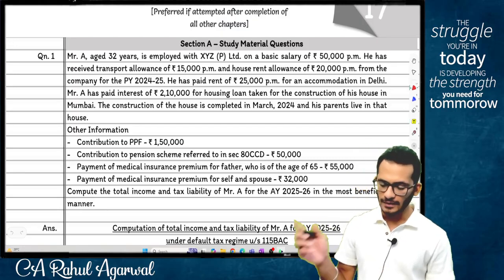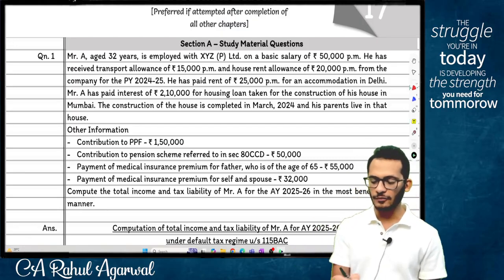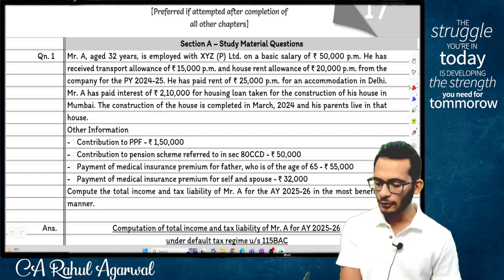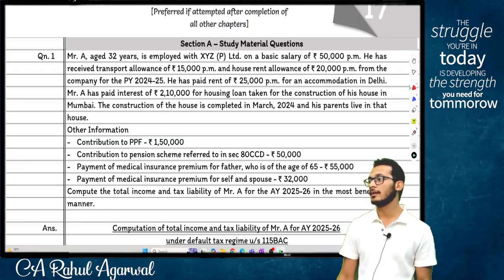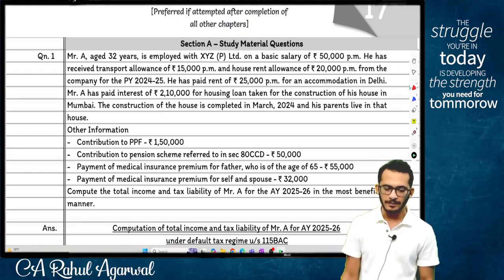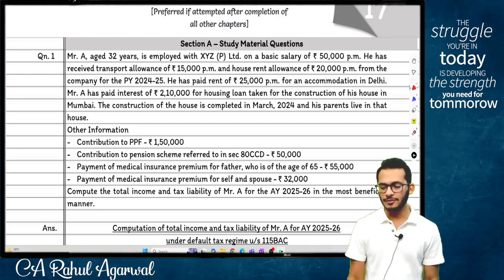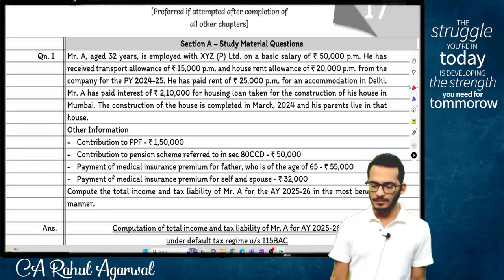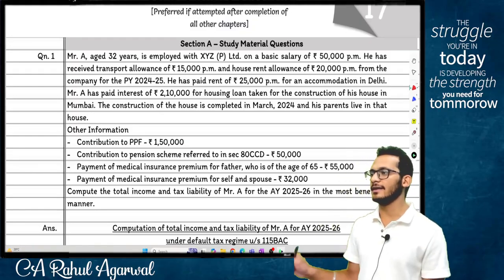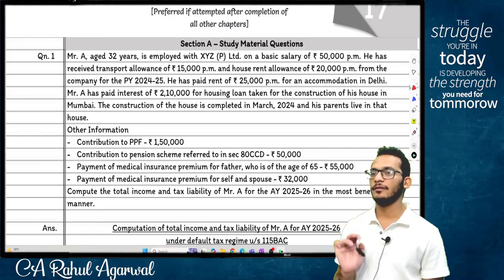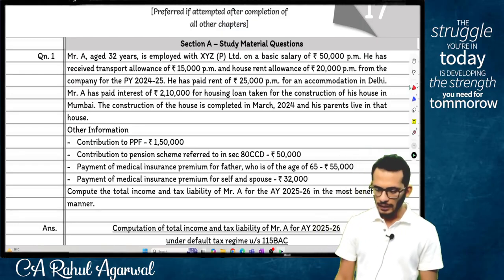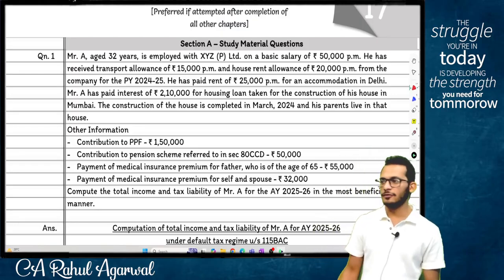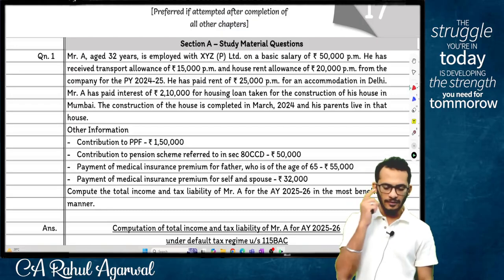I am then saying the person has paid an interest of 2,10,000 on a housing loan for construction of his house. This is income from house property. The construction of the house is completed in March 24, which is his previous year. Therefore, whatever interest you pay in the current year will be current year interest. There will not be any pre-construction interest. And his parents are living in that house, which means the house is a self-occupied property.